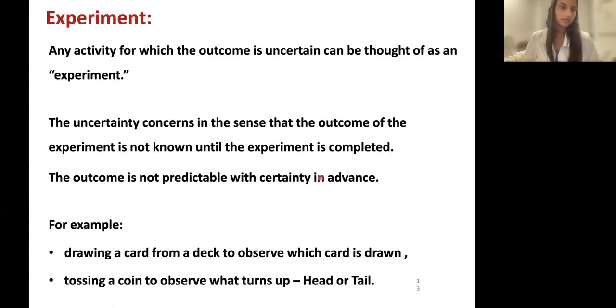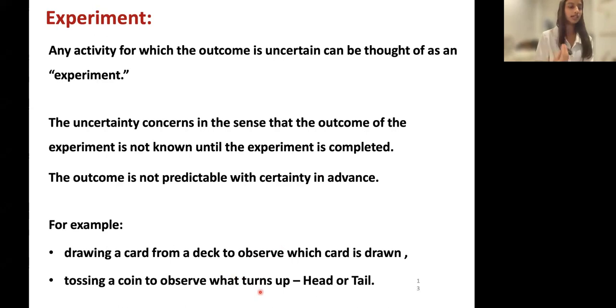First of all, there's an experiment, like we said. Any activity for which the outcome is uncertain can be thought of as an experiment. We call it an experiment because until the event happens, we don't know what the outcome is. For example, the usual example that we use in probability: we toss a coin. Tossing a coin itself is an experiment because we don't know if the outcome is going to be a head or a tail until we toss the coin and see the result.